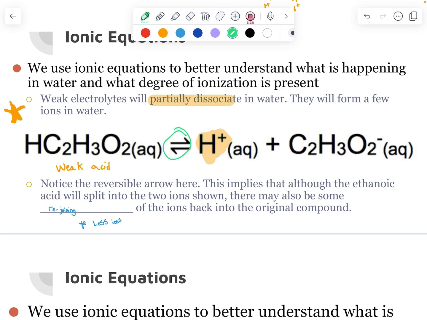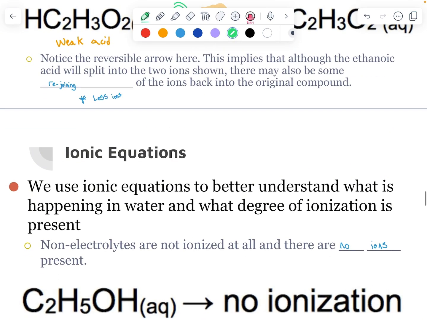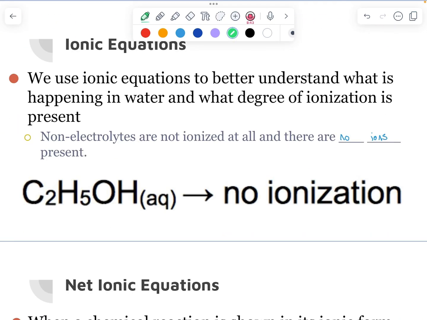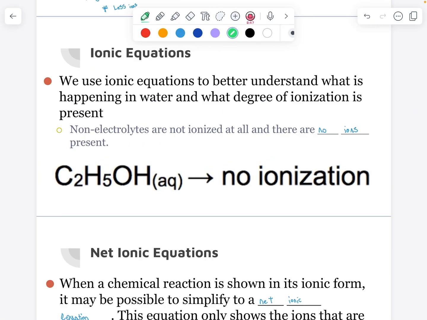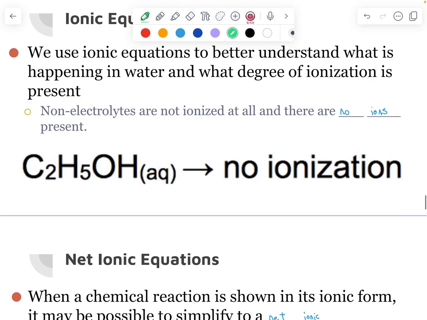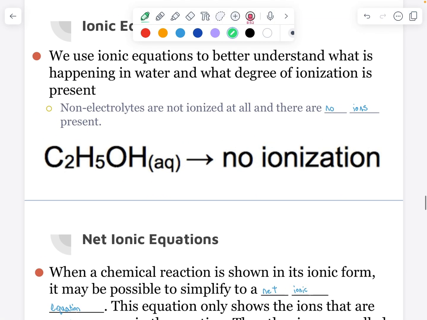So ionic equations. This is a weak electrolyte or a non-electrolyte, so we are not going to have any ionization. It's not going to be soluble in water would be the correct way to say it.